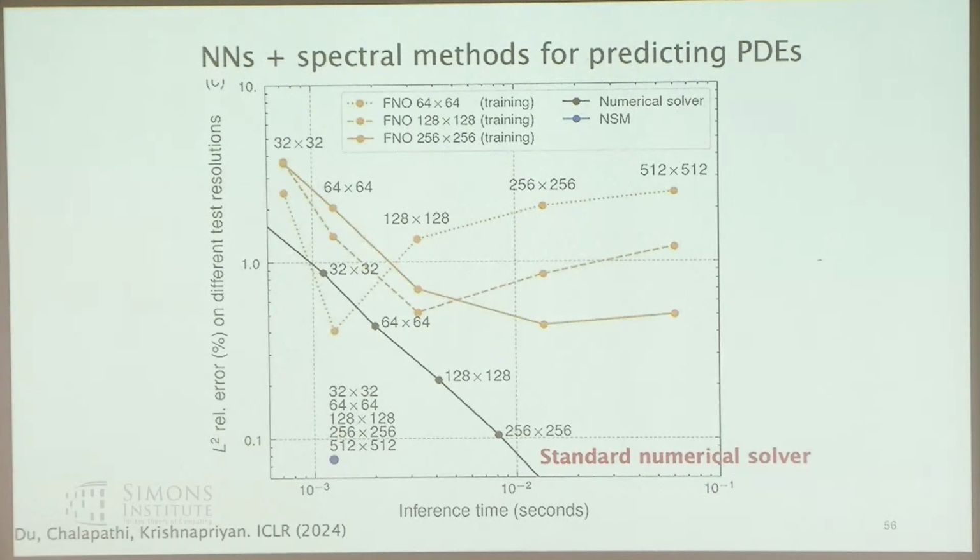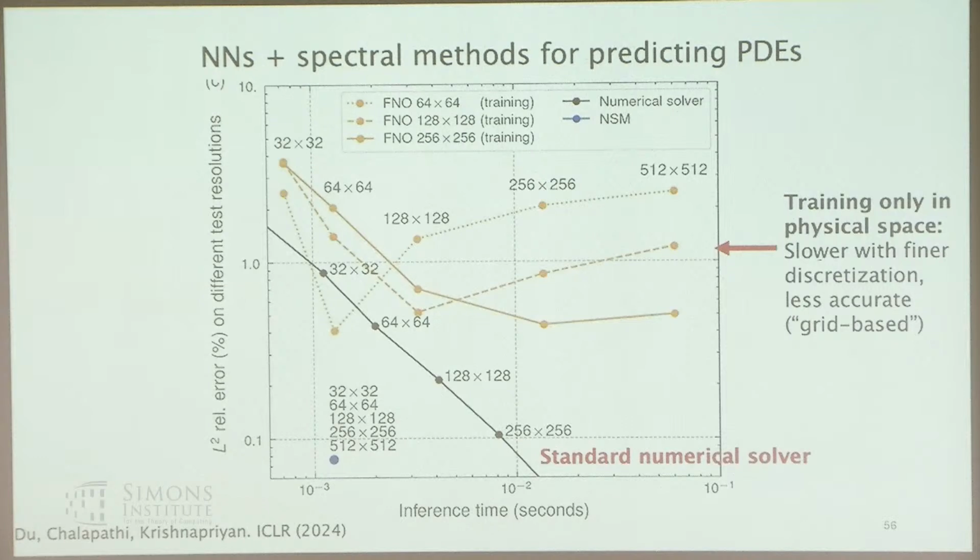So we have this standard numerical solver in the black line here. If you do this type of physical space training, it does mean that you get slower with finer discretizations. It also sometimes means that you're overfitting to the discretization. So when you train on one discretization and test on another, you might see mismatches because of things like aliasing error.